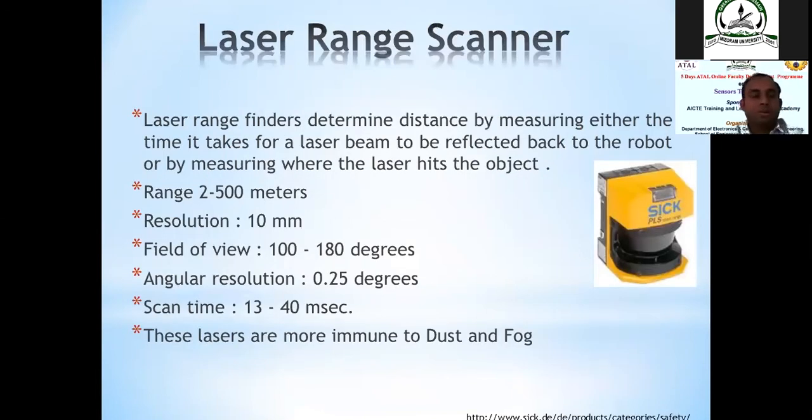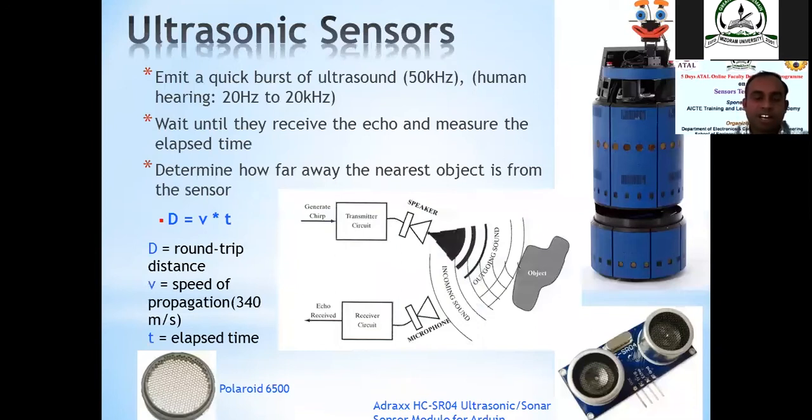Like this, we can have the laser range sensor, whose range will be more. Instead of using infrared, if we use a laser, obviously our sensing range will increase, to 2 meters to 500 meters, and the resolution will also increase. You may already have heard of this type of sensor, and these are used in different applications.